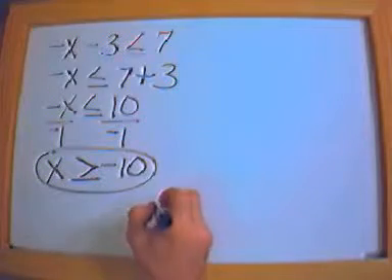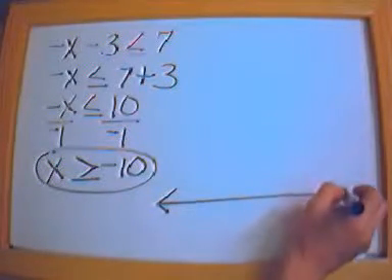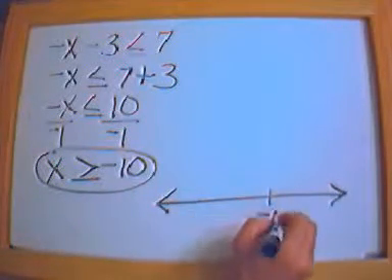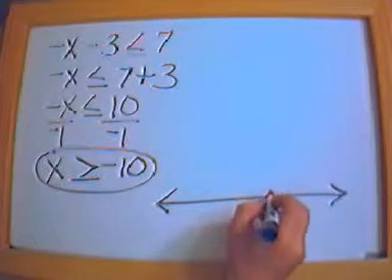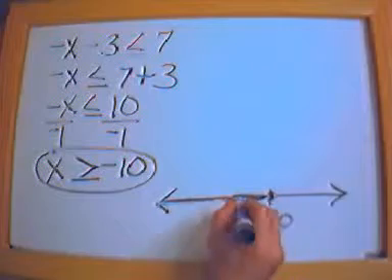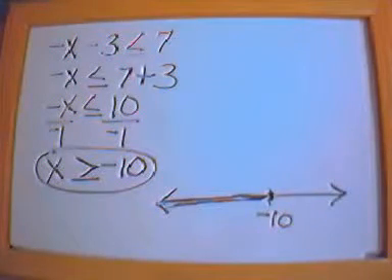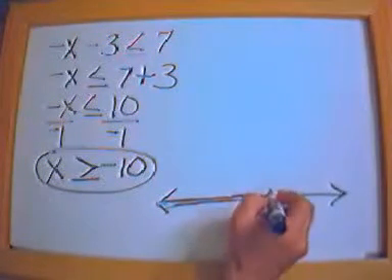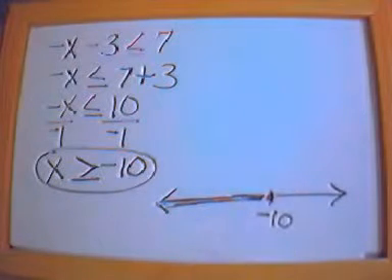So on your number line, if this is negative 10, you know, the set of all numbers like that are going to be all these numbers like this. Just like that. And it's going to be including negative 10, so you're going to have that with a closed circle right there.